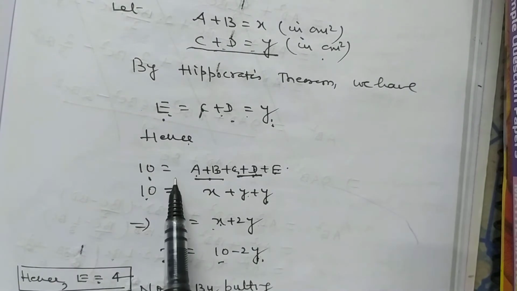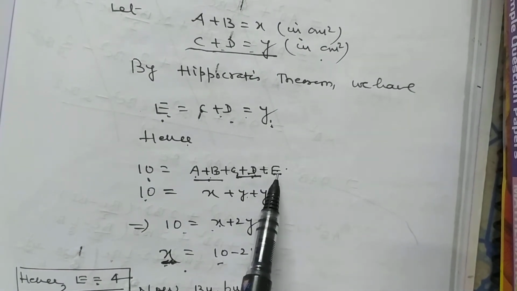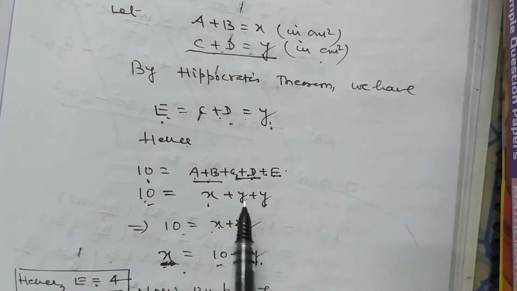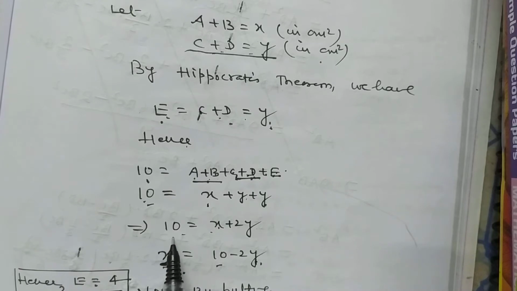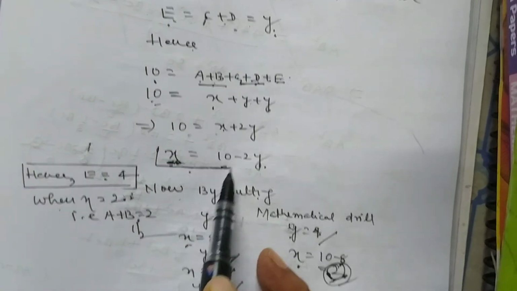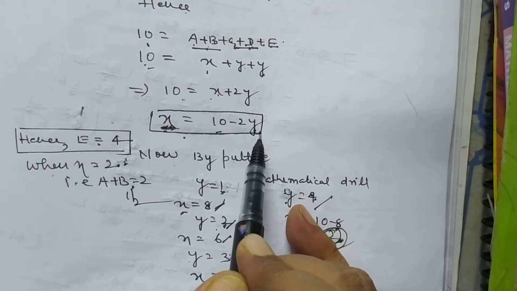Hence 10 is equal to A plus B plus C plus D plus E, that is 10 is equal to A plus B, which is X, plus Y plus Y. That is 10 is equal to X plus 2Y. So we get the relation X is equal to 10 minus 2Y.